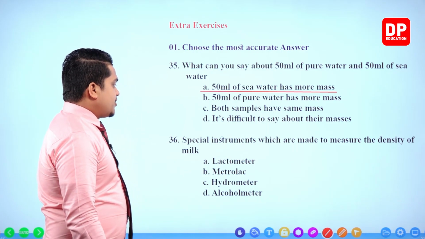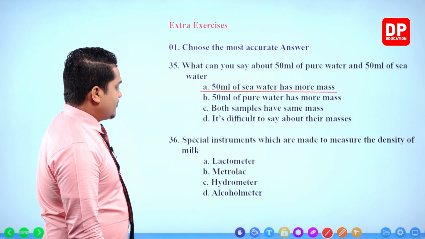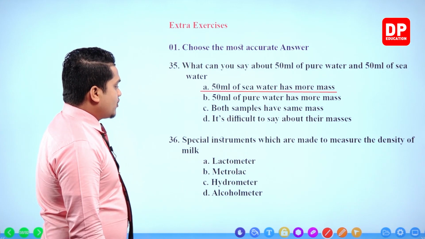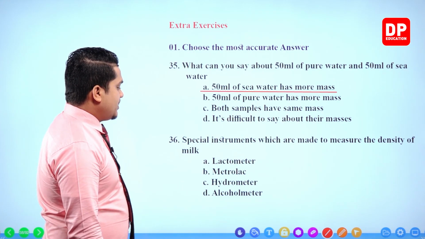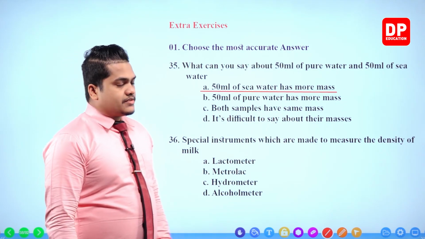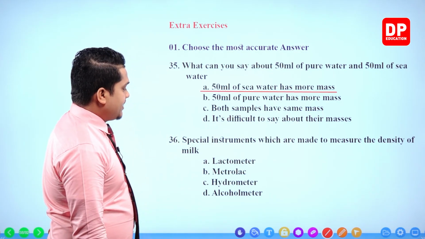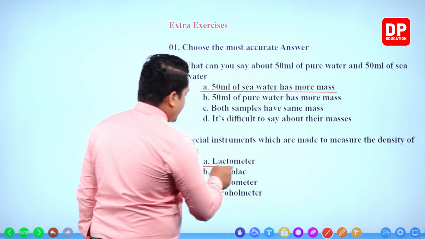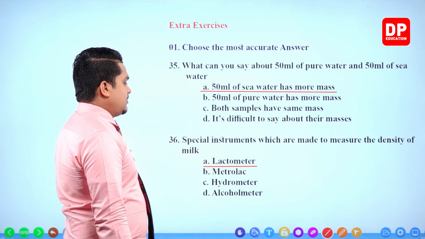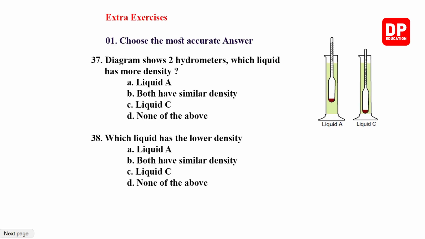Next one. Special instruments which are made to measure the density of milk. Lactometer, Metrolac, hydrometer, alcohol meter. All of these things are hydrometers. However, special instruments which are made to measure the density of milk is referred as lactometers. Lactometers. Okay.